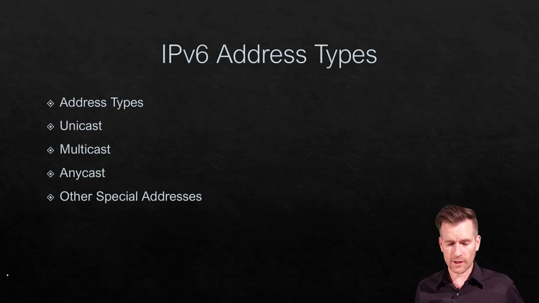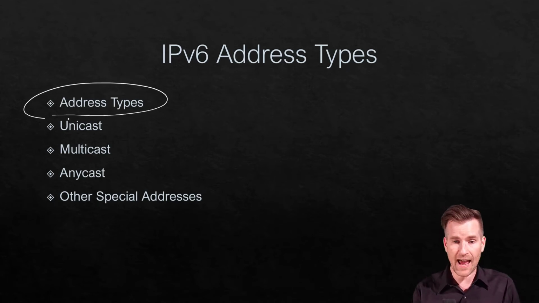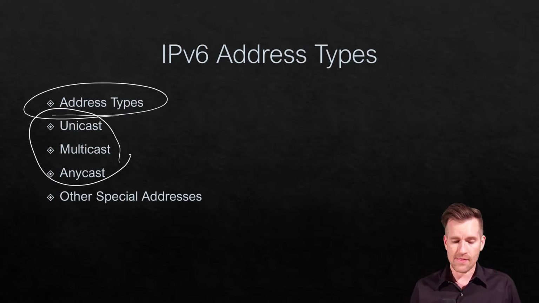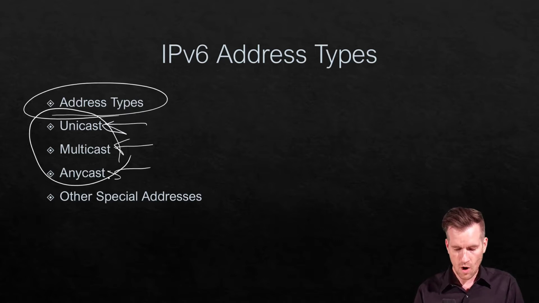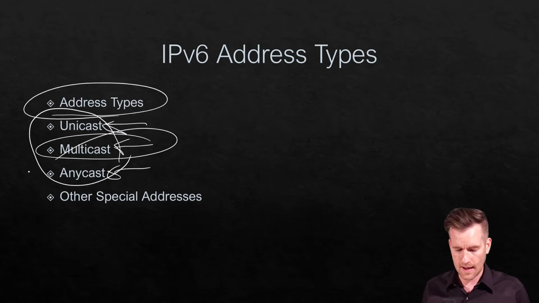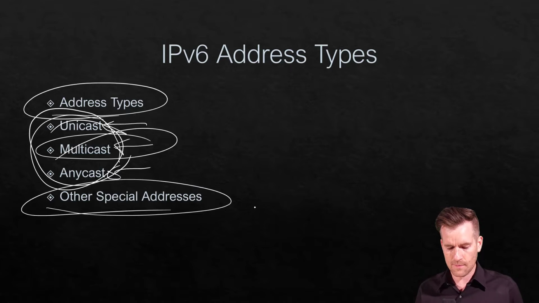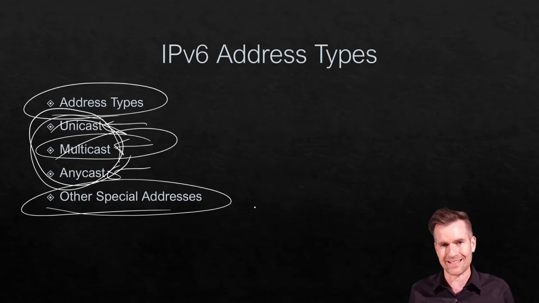In this video, we're going to start out by talking about the different address types, which are going to be Unicast, Multicast, and Anycast. And then we're going to get into more details on each one of those. I have a whole video that I'm planning for Multicast as well that is coming up, but we'll get into some of the basics of each of these types. And then we will finish it off by talking about some other special addresses.